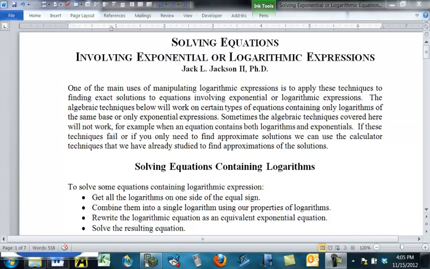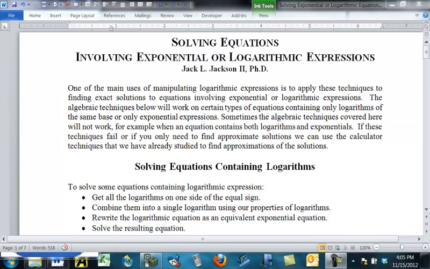Okay, so let me first say that these techniques are pretty limited. They only work in certain kinds of equations. But if we have just logarithms and they're all the same base, we can use some of our properties of logarithms to manipulate the equations around and eventually solve for the missing variable. And if the variable is up in the exponent, sometimes we can apply logarithms to that equation and pull that exponent down.